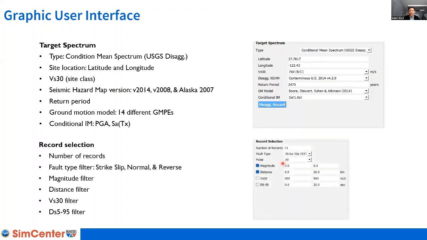And from that, you can use the disaggregated information to help you define the filter range in the next box of the record selection. And also in the record selection, you have the option to define the number of ground motions to select and where the ground motions come from. You can specify in detail the strike-slip type, or whether you want to include pulse motions or not. Other available options are VS30 of the site and the duration, the 5 to 95 significant duration.